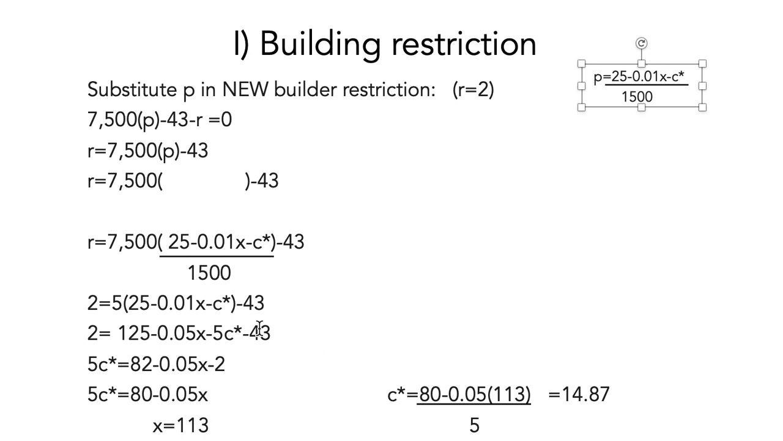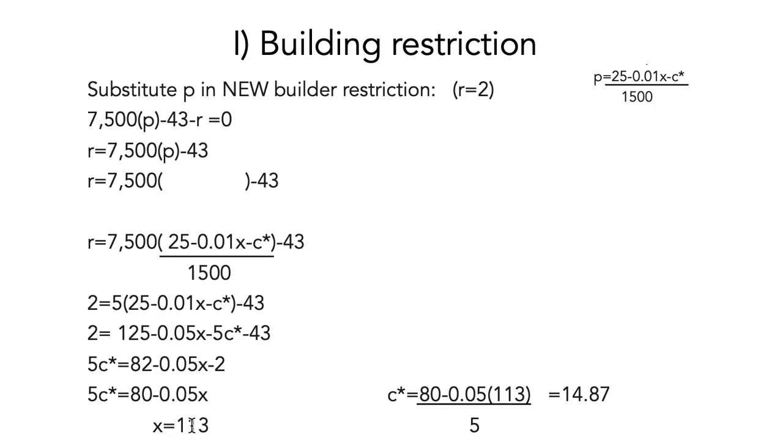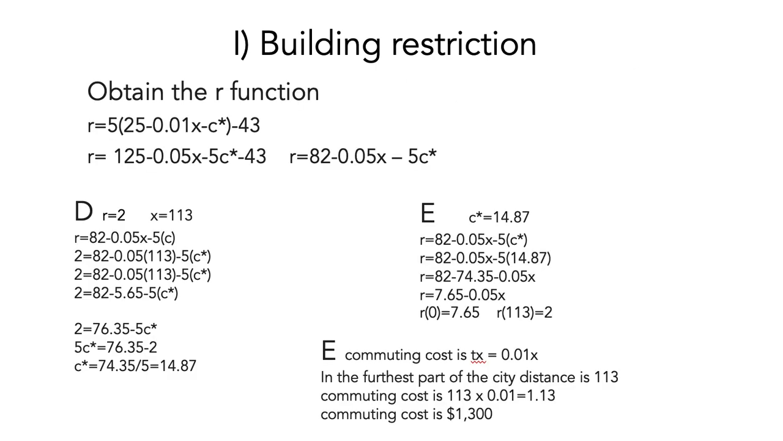And 125 minus 43, so that's 82 minus 0.05x minus 2. We divide everything by 5. And we get C star. And we remember that X was given by 113 from this equation, right? So using X equals 113, we get that C star is 80 minus 0.05 times 113 divided by 5. And when you plug that into your calculator, you get 14.87. So let's put everything together.